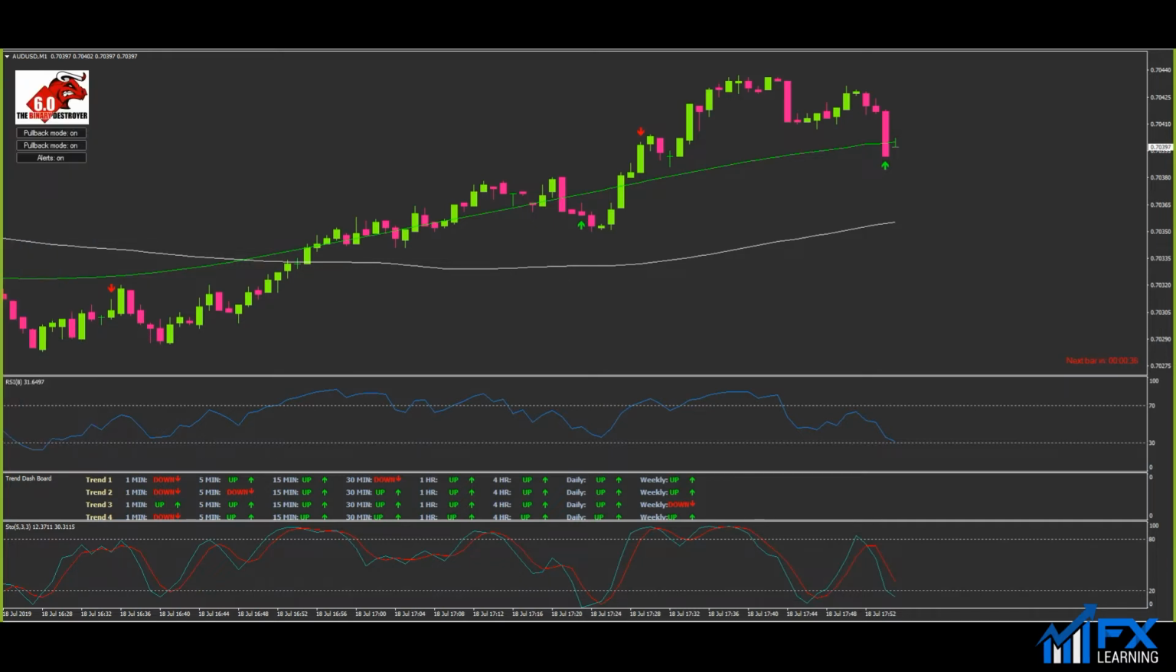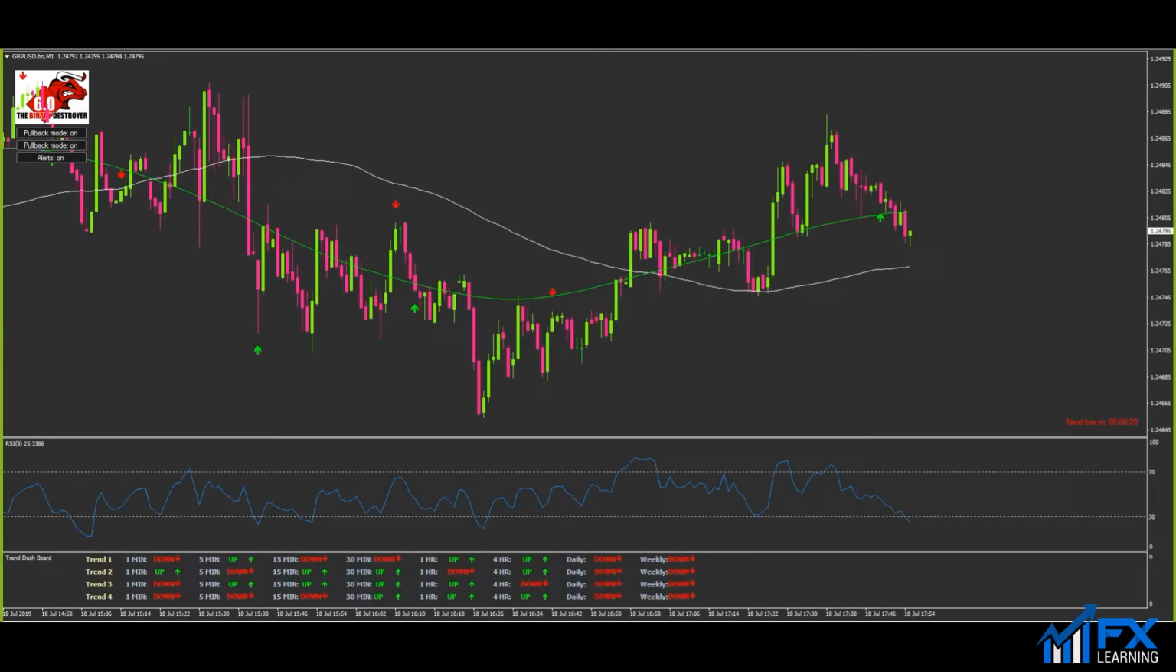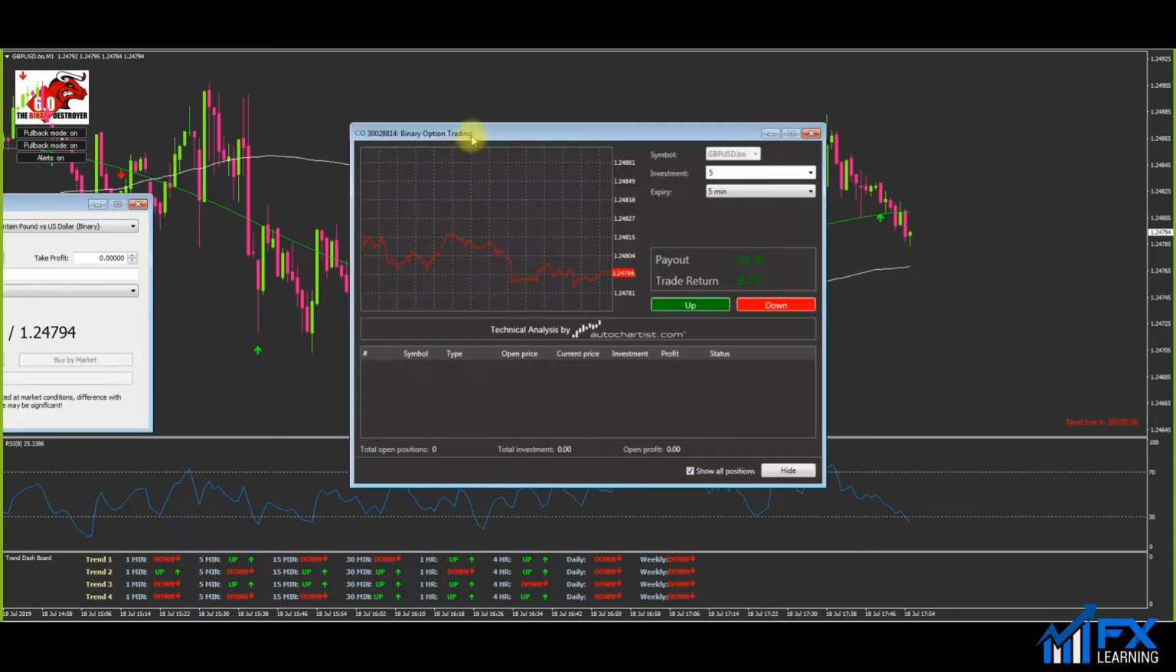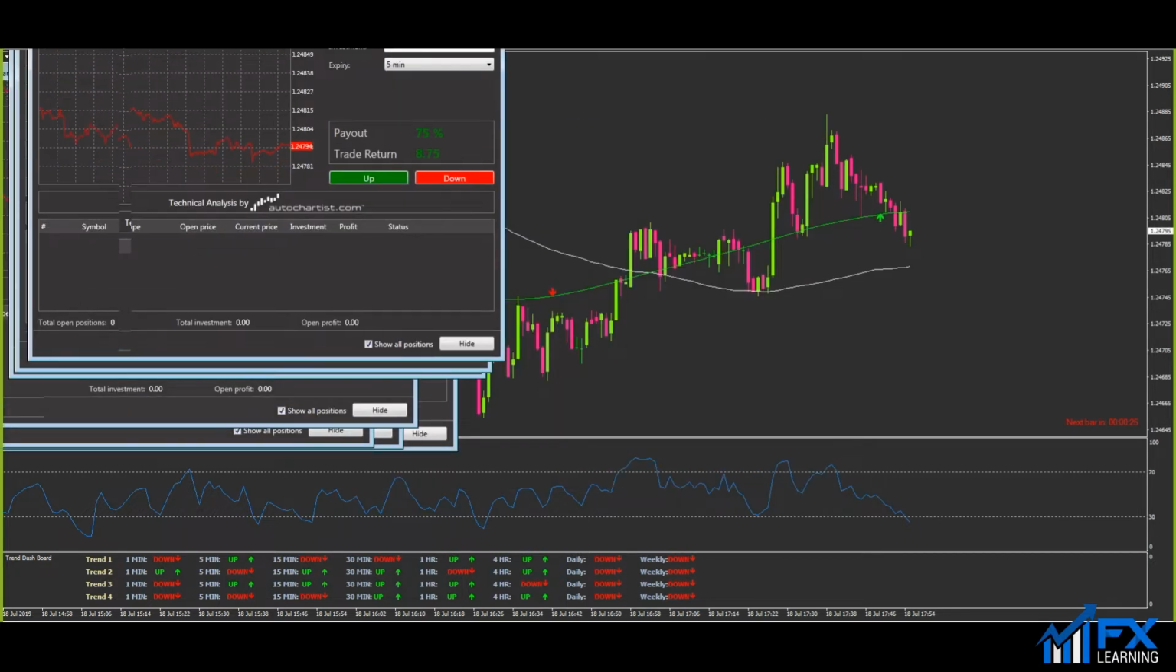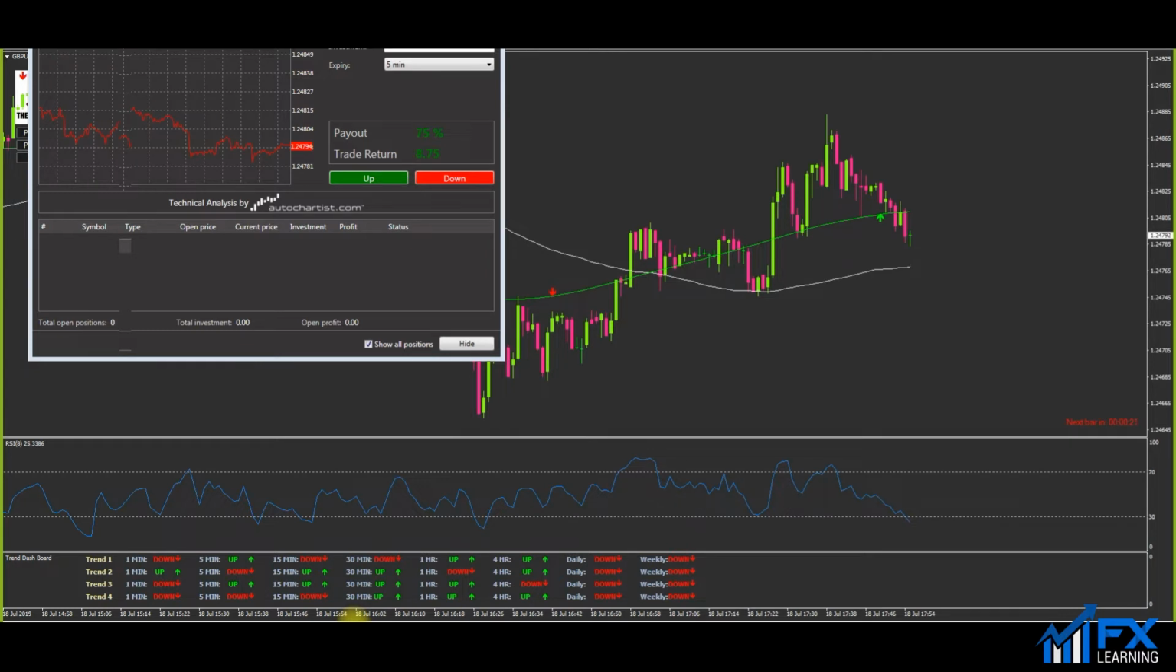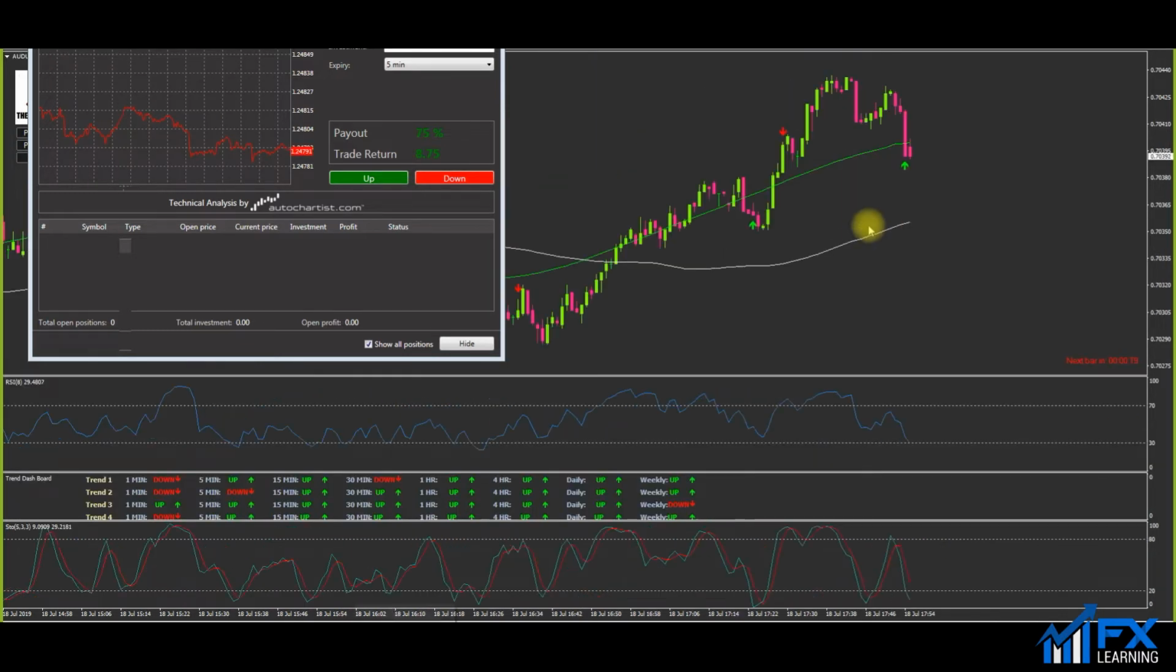Just gonna pop this like this. For some reason my charts have been ever so slow. So, new order, bring this up like that. Here we go, pop this at the top here. And we were looking at Aussie dollar, US dollar. Okay, right.